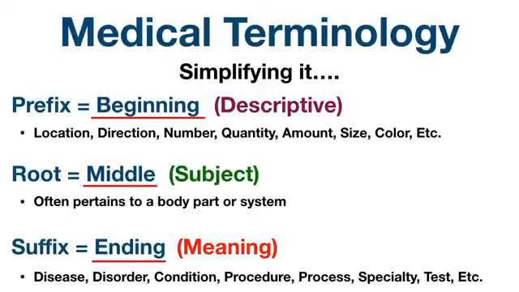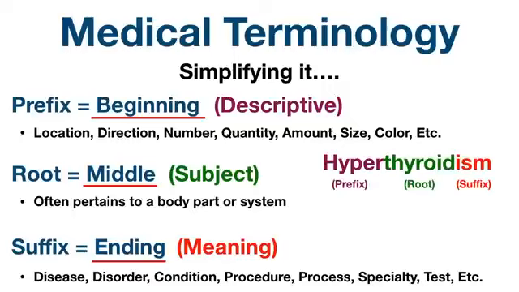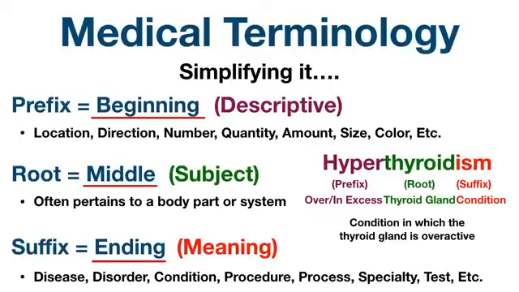So let's take a look at an example. We're going to use hyperthyroidism. We can see the word has a beginning, which is the prefix, a middle, which is the root, and an end, which is the suffix. Hyper means above normal or in excess. Thyroid refers to the thyroid gland, and ism describes a condition. So hyperthyroidism is a condition in which the thyroid gland is overactive and it produces too much hormone.